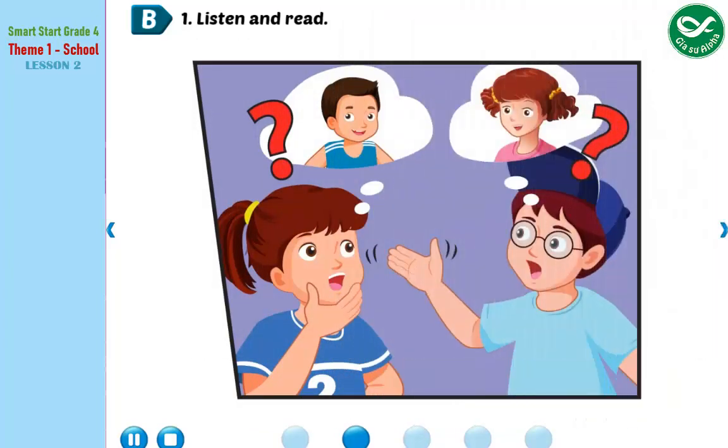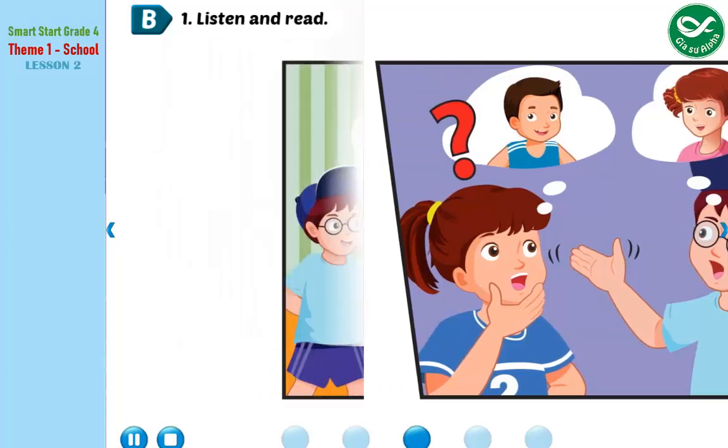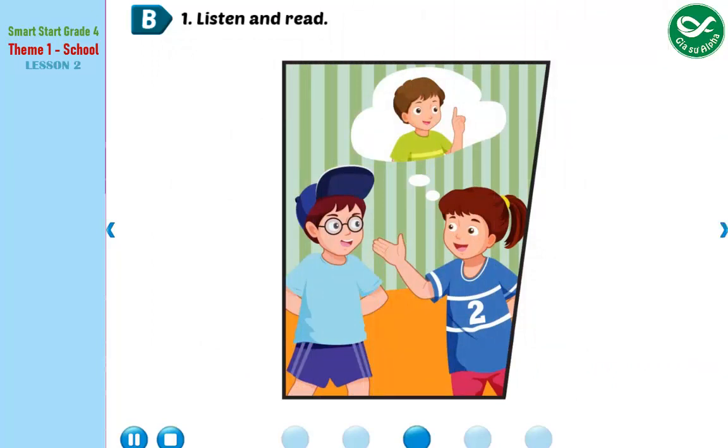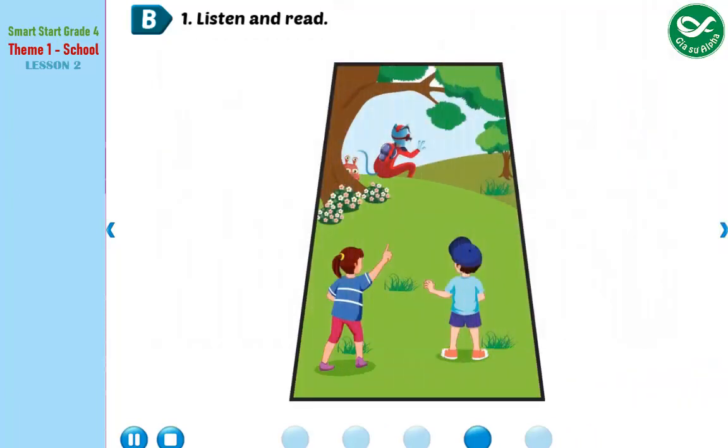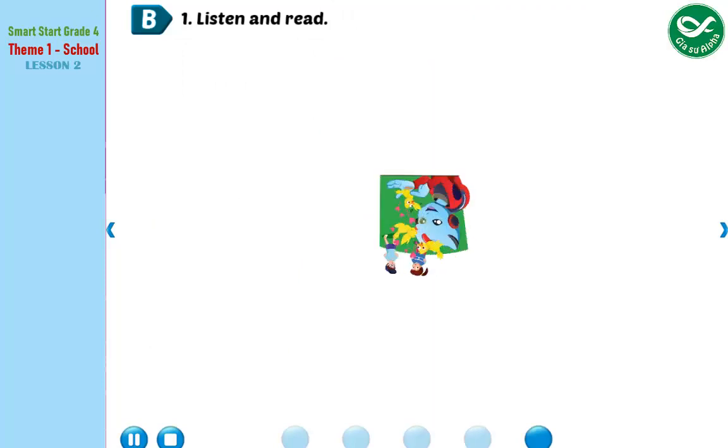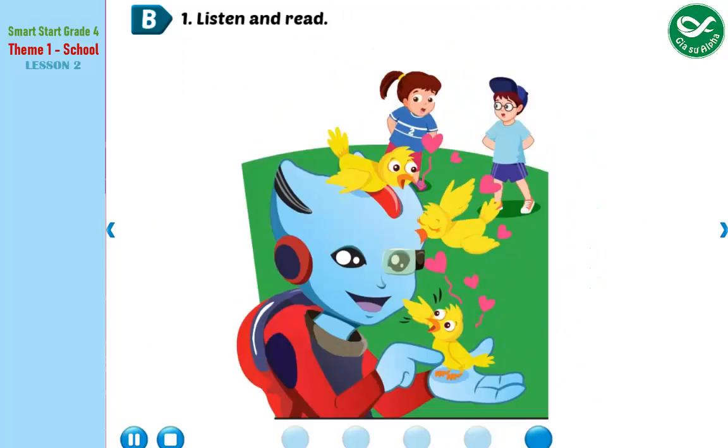What about Bill? What's he doing? Oh, he's playing chess. What's Jane doing? She's eating snacks in the lunchroom. Where's Tom? What's he doing? He's talking with his friends. Hey, look! What's Alfie doing? He's playing with his friends.